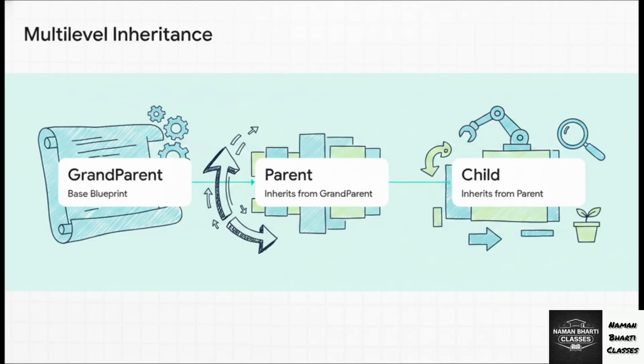Let's just quickly walk through that multi-level chain, because it really makes it click. You start with a base blueprint, right? Let's call it the grandparent class. Then, a parent class can inherit from that one, maybe adding a few new features of its own. And finally, a child class can inherit from that parent class, getting everything from both the parent and the grandparent, and becoming even more specialized. See how each step just builds on the last one?